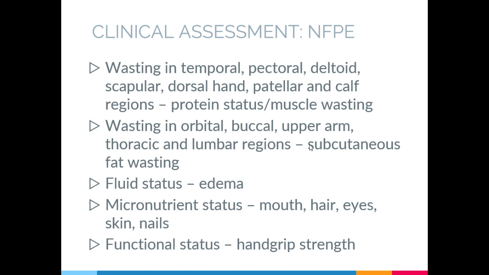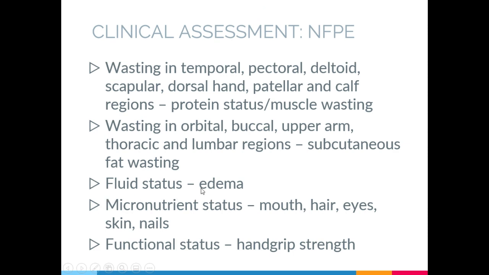Okay? For fats, naa tay mga areas to inspect if naay fat wasting. We have the orbital, kaning pads nato sa eyes nato, buccal kani, upper arm kani, thoracic and lumbar region sa rib nga part. Okay? So, those parts could indicate subcutaneous fat wasting.